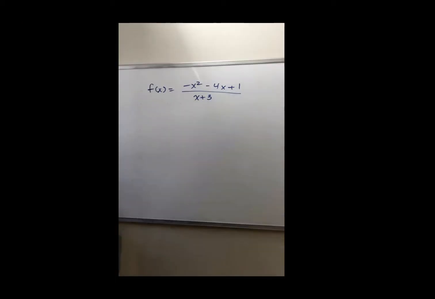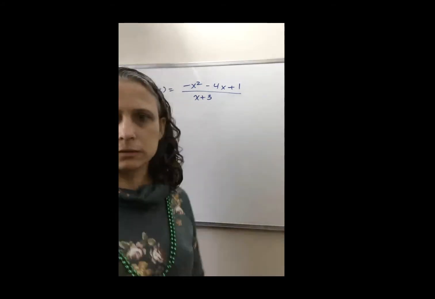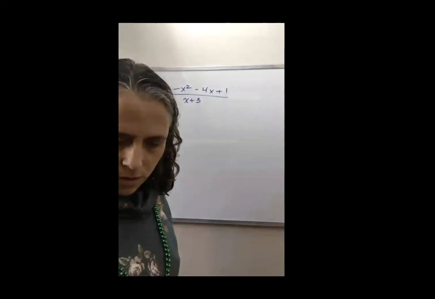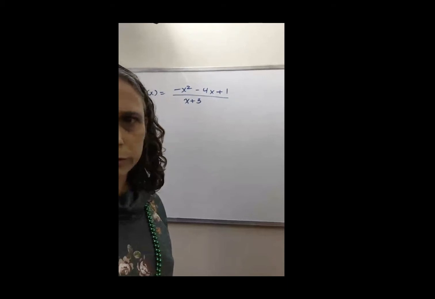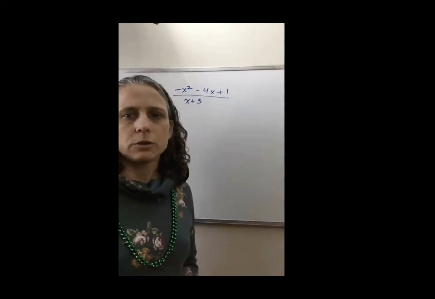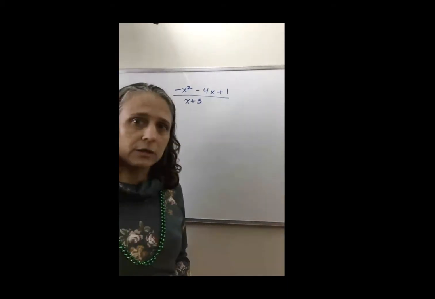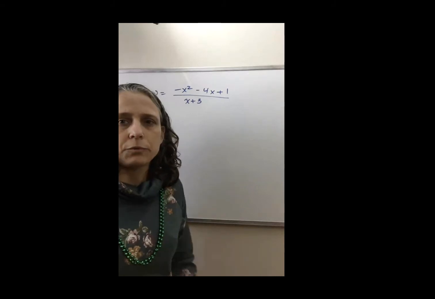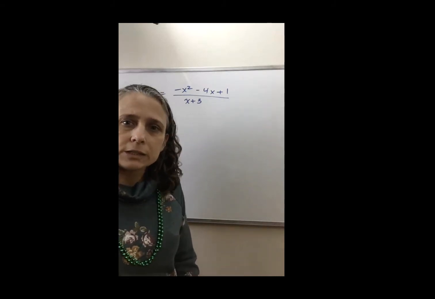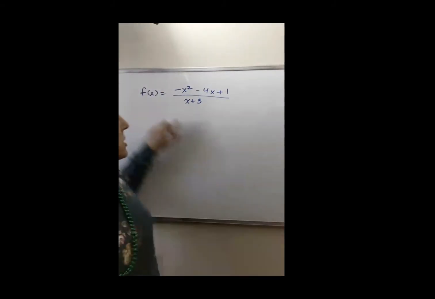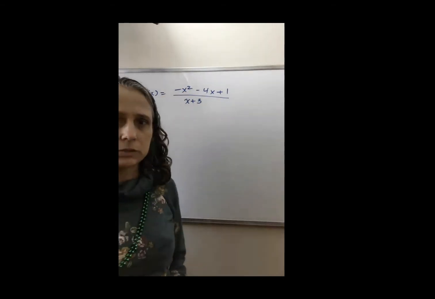It's a rational function. It's got x's on the top and x's on the bottom. We noticed that the numerator is quadratic. So hopefully you're able to easily identify that. If not, remember that you're looking at the largest exponent on x. In this case, the largest exponent on x is 2, and that means it's quadratic.